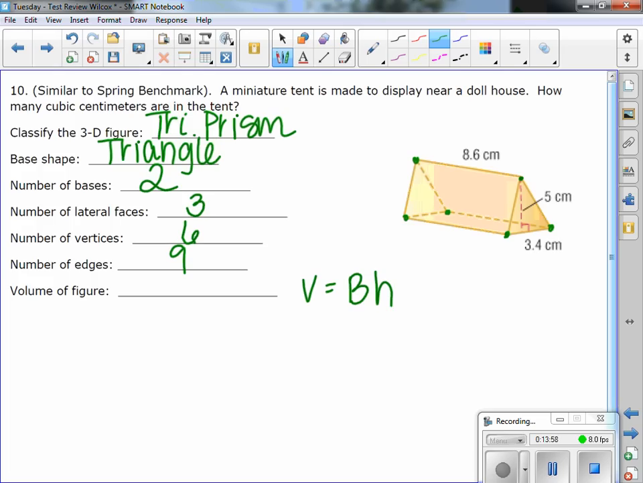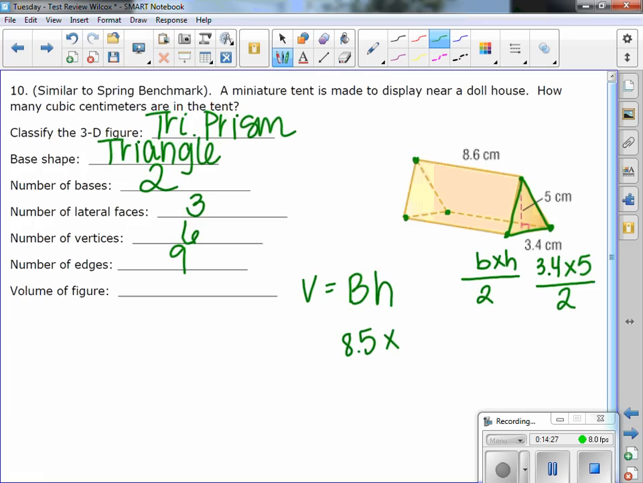Now remember, we just identified that the base shape here is a triangle. So I have a triangle as my base shape. So big B, area of the base, is area of this triangle. Remember, area of a triangle, base times height, divided by 2. So I'm going to do 3.4 times the height of that triangle, 5, divided by 2. That's going to give me big B, the area of the base. That comes out to 8.5.